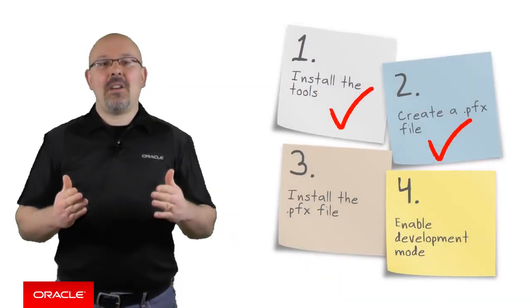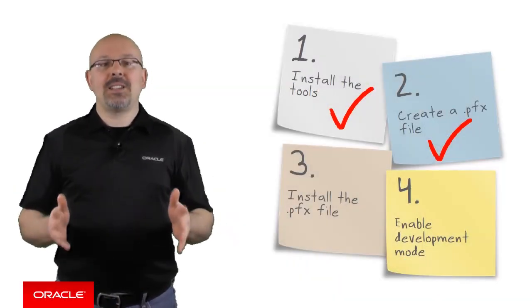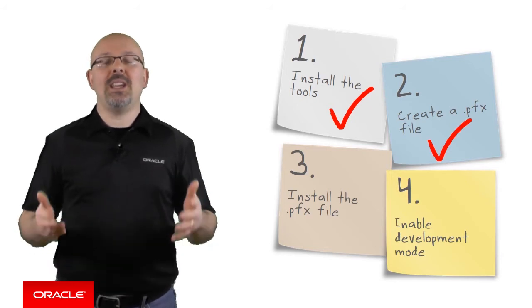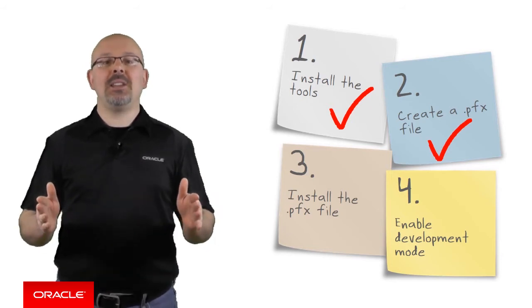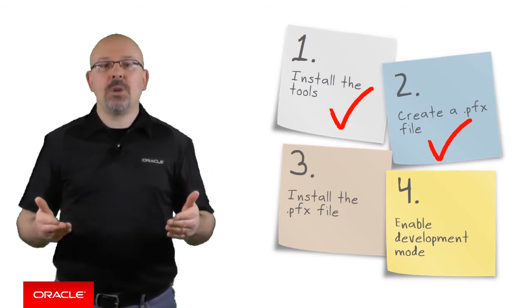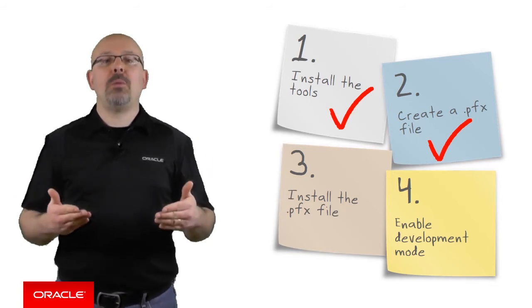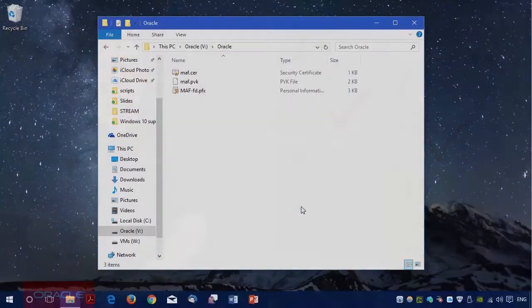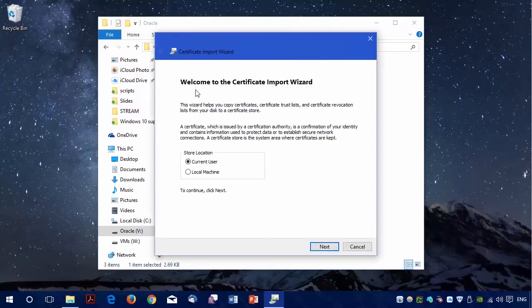Now I have a valid PFX file. The next step is to install that file on my development workstation. When I say install, this is in fact adding the contents of the PFX to a specific certificate store on a Windows 10 machine. Let me show you how. To start the import process, all I need to do is to double-click on the PFX file I want to import. This launches the Certificate Import Wizard.